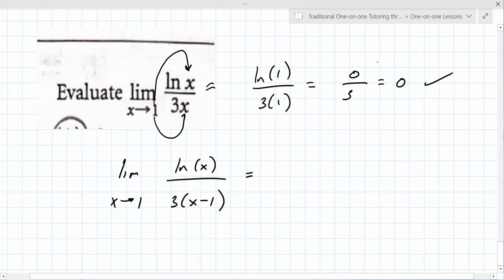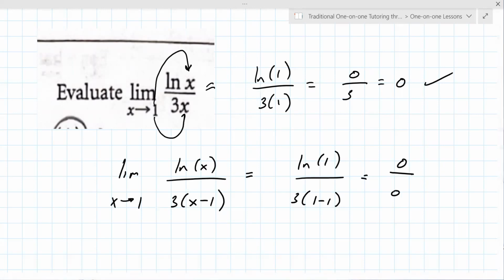But how about this one? It's natural log of 1 over 3 times 1 minus 1, which is 0 over 0. What is that? L'Hopital's rule? Yes, it's indeterminate form. So in this case, you have to take a derivative of the top and a derivative of the bottom.